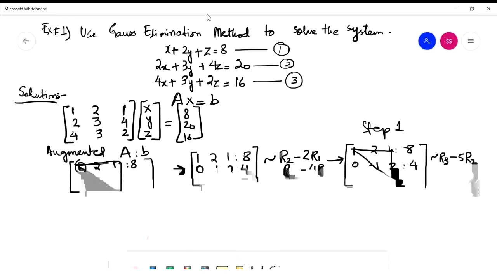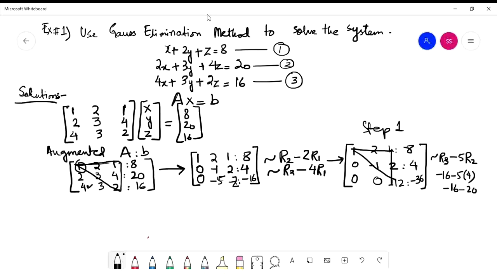Now step number 1 is completely done. Your matrix is converted into upper triangular form. Now you can write this as equations: 1 into x plus 2 into y plus 4 into z equals 8. Then x has the coefficient 0, then minus y plus 2z equals 4, and the third one is minus 12z equals minus 36. We start with back substitution in the next step, solving like this and like this.